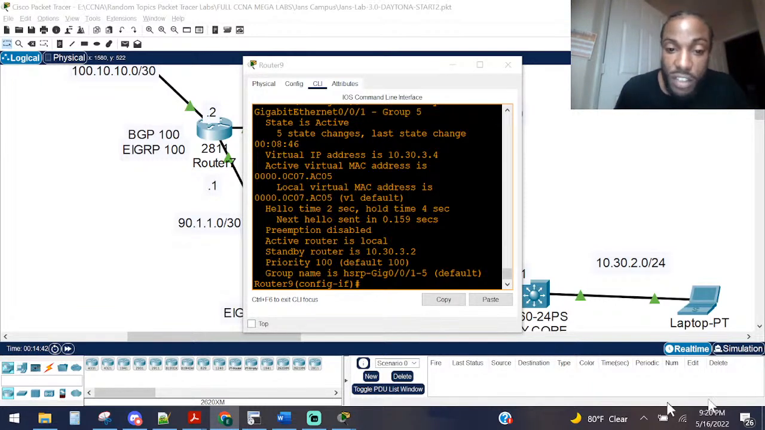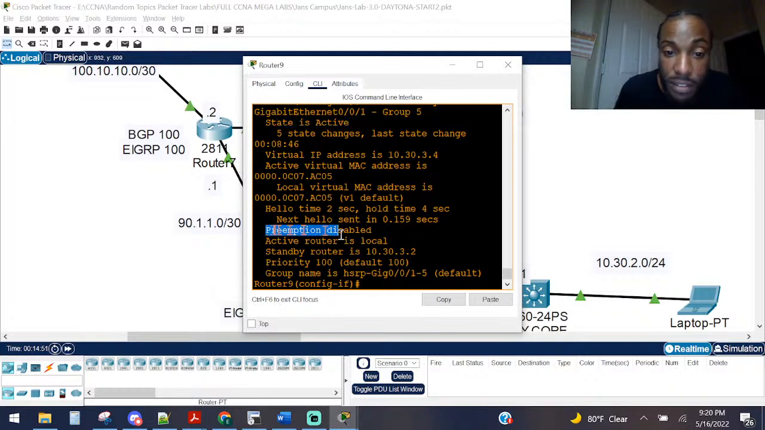The default priority is 100, right? So he's set to 100, but I didn't set the other one, and he's still active. Why is that? Because we didn't set preemption. Preemption right there is disabled. We need to turn that on to overthrow the other router, right?